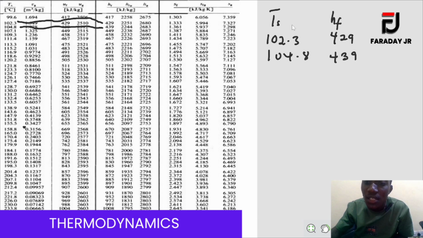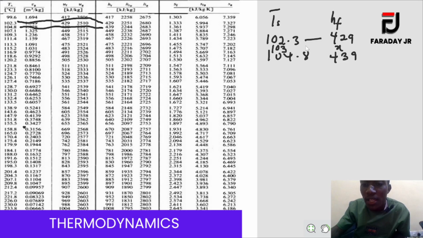In case a question is given that you're supposed to find the value at 103, then the corresponding value we don't know. That's when we now use interpolation to estimate or find the unknown value over here.